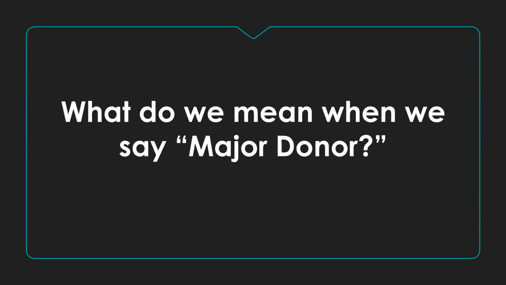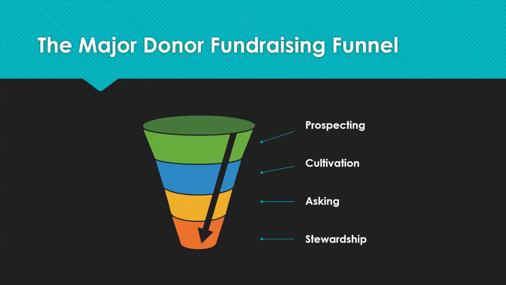All right, now that we've discussed what makes someone a major donor, let's take a look at the other foundational issue that we need to talk about before we dive in, and that is the major donor fundraising funnel. The major donor fundraising funnel is the path that you will want to walk major donors down in order to get them to make a gift to your organization. There are four steps in the major donor funnel, and each is important if you want to build a successful, and this is important, a sustainable relationship with a major donor prospect.